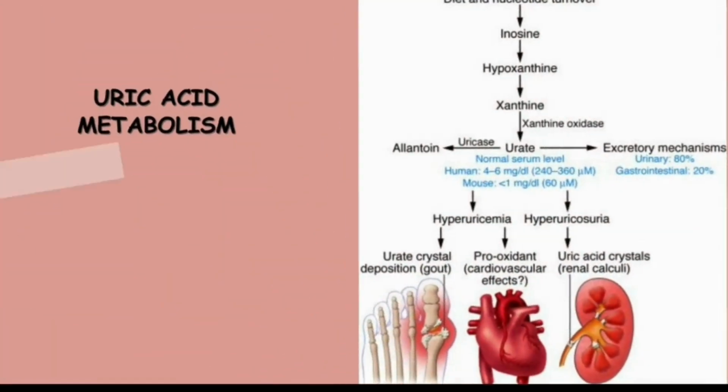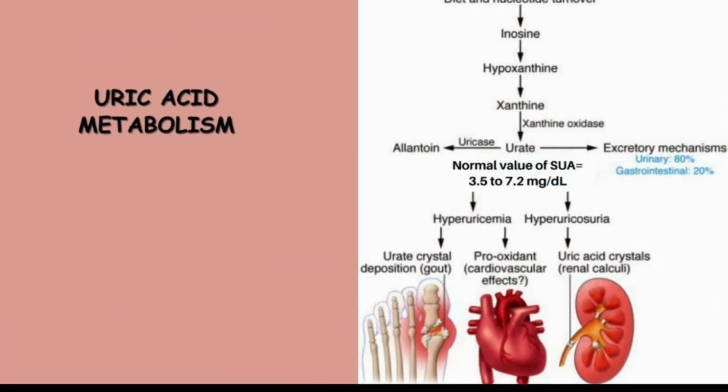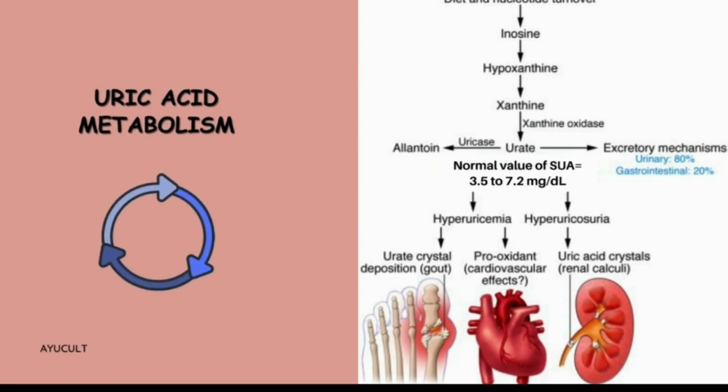Now, let's study about the pathophysiology of gout. For this, we need to understand the metabolism of uric acid. If you understand this, it is easier to further understand the mechanism of action of anti-gout agents. So let's dive into it.